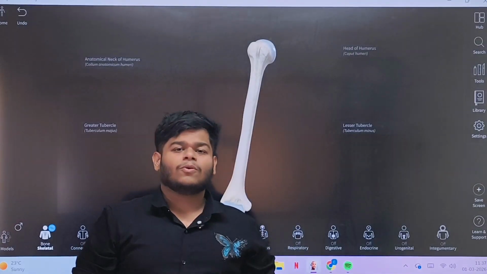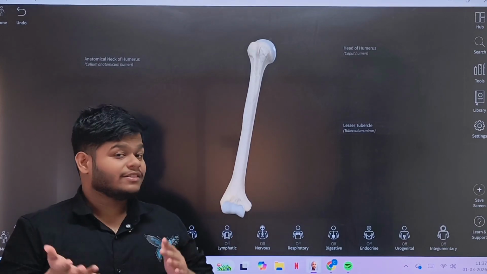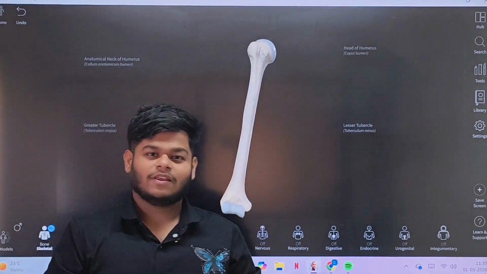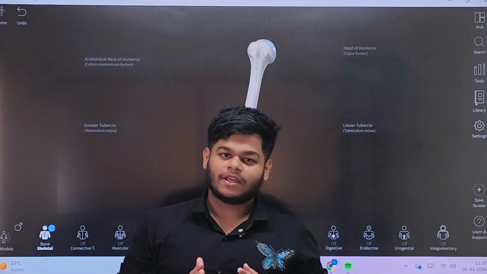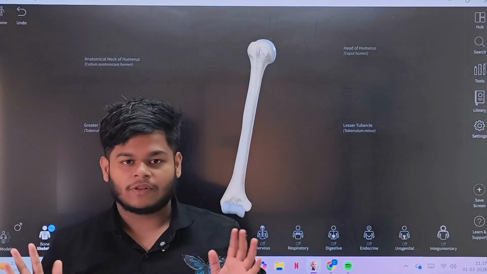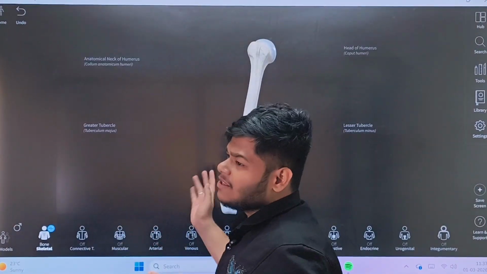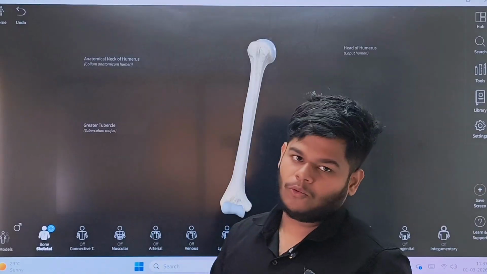Humerus is the longest bone in the upper limb. I am talking about the upper limb, don't think about the whole body. In the whole body, the femur is the longest one, right? It is analogous to the femur of the lower limb.